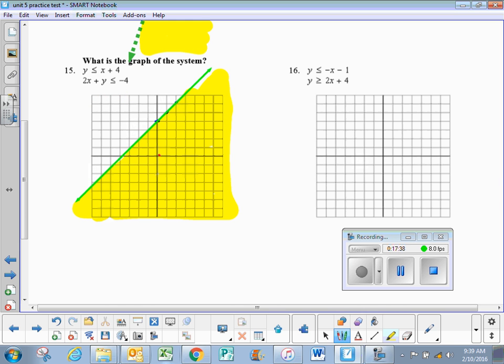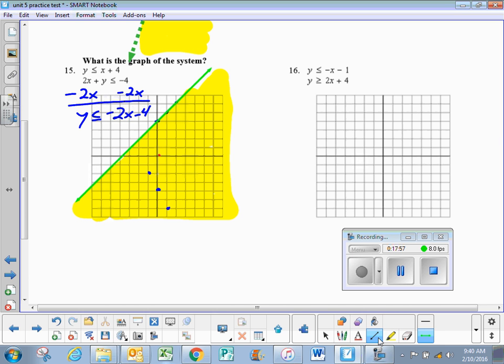We have to get y alone by subtracting 2x, but that's all. So we have y is less than or equal to negative 2x minus 4. Where are we going to start? Negative 4. 1, 2, 3, 4. We're going to rise negative 2, run 1, or rise positive 2, run negative 1. It is a solid line, as we said already.